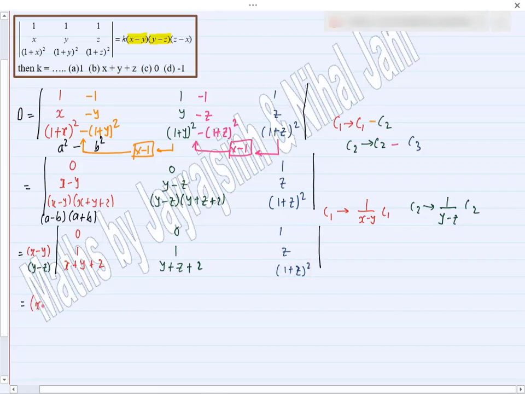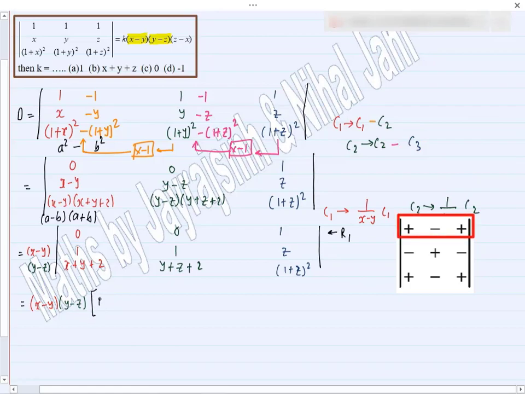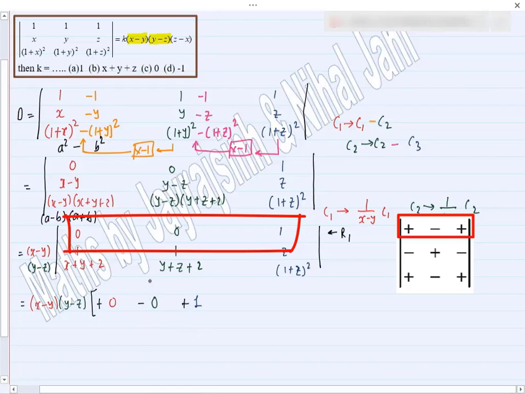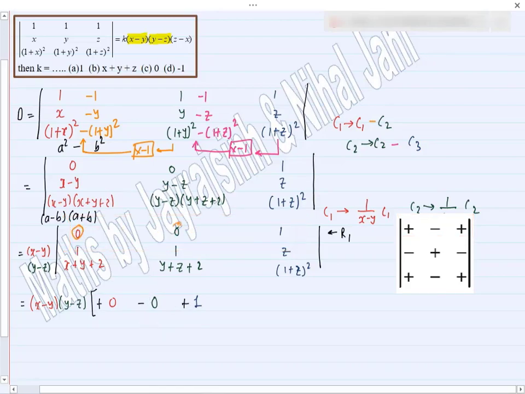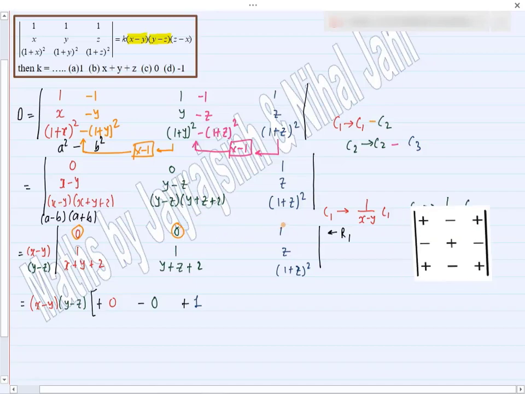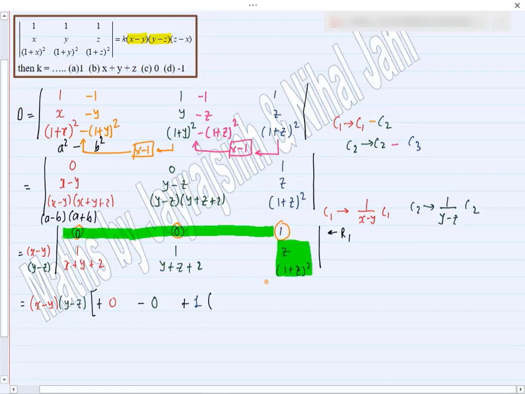Now the factor x minus y, y minus z will be as it is, and our determinant should be expanded with respect to the first row. Their signs are plus, minus and plus. Their elements are 0, 0 and 1. We don't have to worry about the minor of 0 and 0, because 0 times anything will be 0. So let's find the minor of 1 by ignoring the first row and last column. Y plus z plus 2 times 1 is y plus z plus 2, minus x plus y plus 2 times 1 is x plus y plus 2.